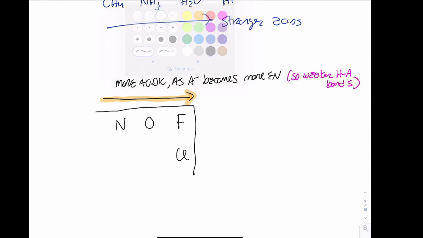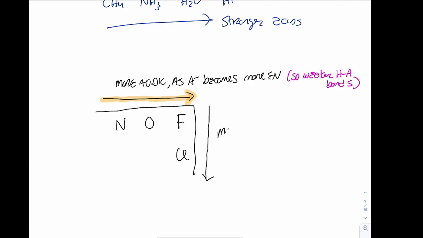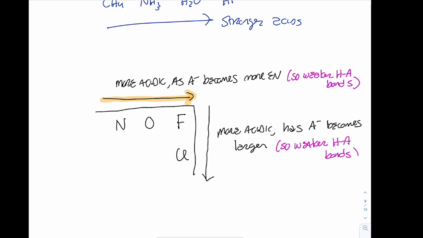If I'm going down, more acidic, as A minus becomes larger, right? So instead of more polar, this time it's more mismatched overlap. So again, weaker HA bonds. A different reason, right? My orbitals don't overlap as well, versus electronegativity, more polar. But our trends: as I go across, that arrow goes across, it's electronegativity we're looking at. As I go down, it's the size that I'm looking at.